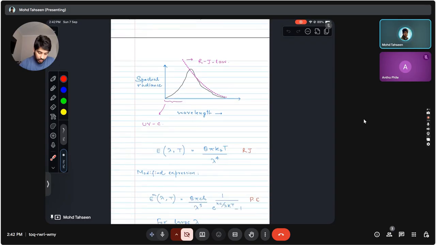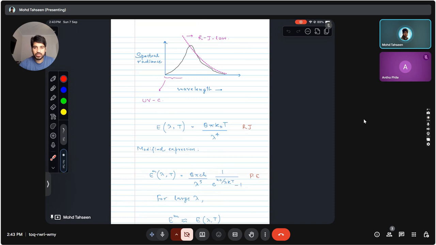Or equivalently, we could say that the frequency is low. So this is the low frequency region where the Rayleigh-Jeans law, or classical mechanics, is able to explain or predict the natural phenomena. But as the wavelength gets lower or the frequency gets higher, this Rayleigh-Jeans law fails to provide an explanation to this black body behavior. And this region where the failure of the Rayleigh-Jeans law happens is called the ultraviolet catastrophe. And this was one of the reasons that led to the emergence of quantum mechanics.